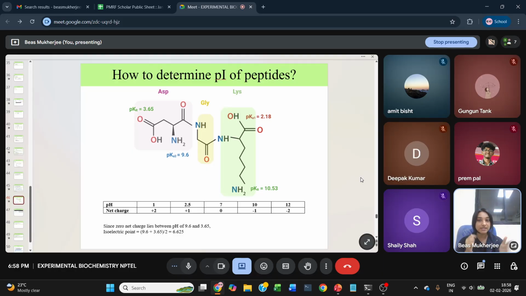Next, as we increase it further, this pK2 of aspartic acid is going to lose the H plus ion. And if you increase it even more, around 10.5 or 11, then this pKr of lysine is going to lose its H plus ion. Then it is going to become minus 2 at pH 12, right? So now we will take the 2 pKa values that result in the formation of this zero charge.